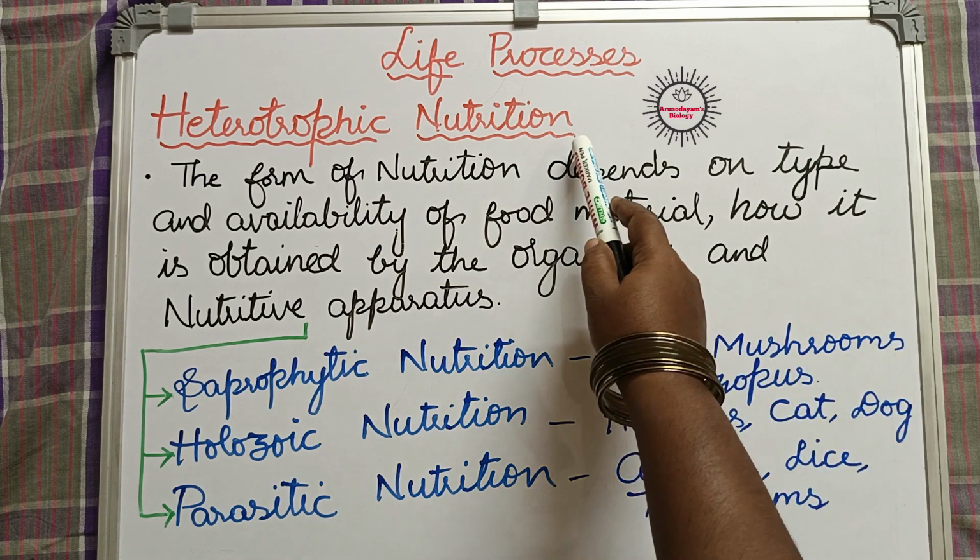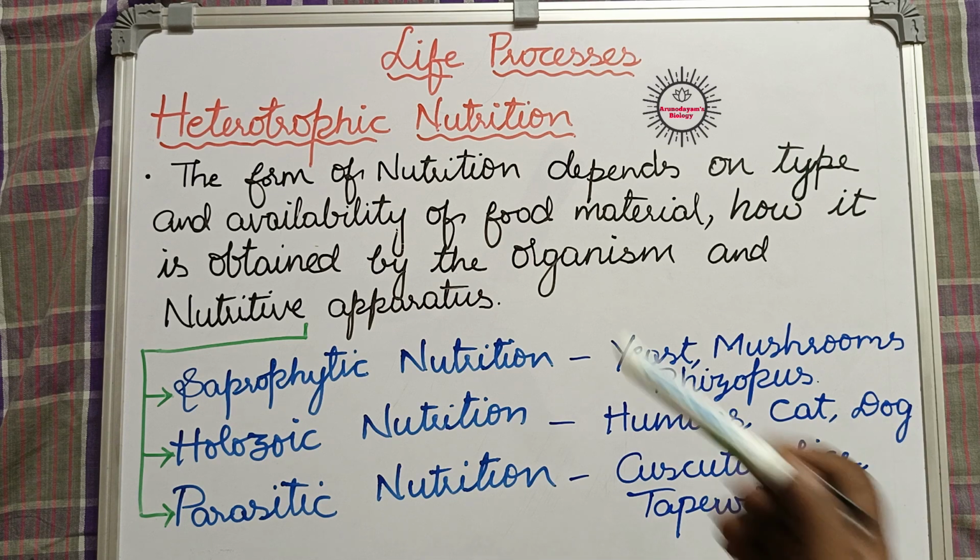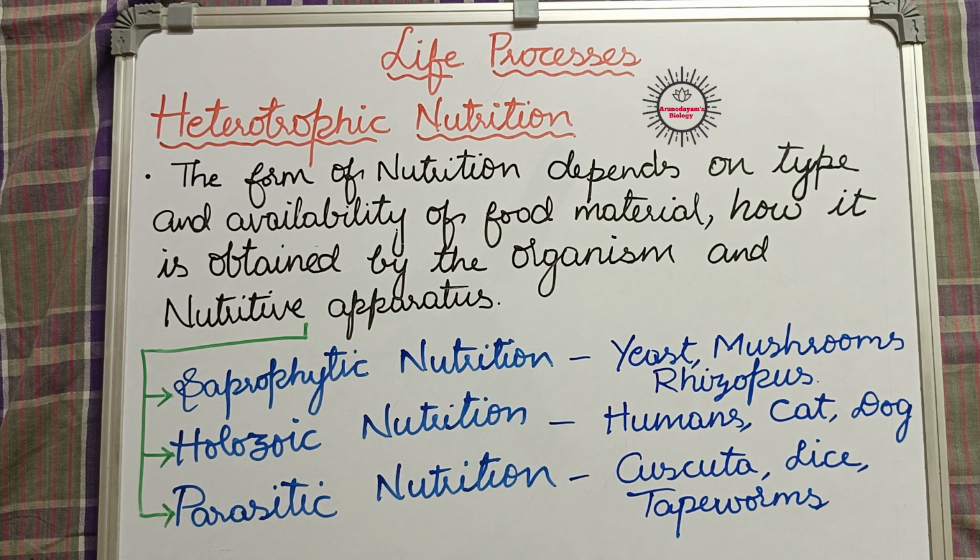Today we are going to learn about the heterotrophic nutrition topic from the life processes chapter. Coming to the definition of heterotrophic nutrition, hetero means others. The organisms which cannot prepare their own food material will depend on others for food material. Those organisms are called heterotrophs, and the type of nutrition shown by them is called heterotrophic nutrition.